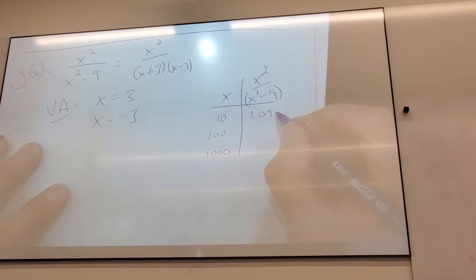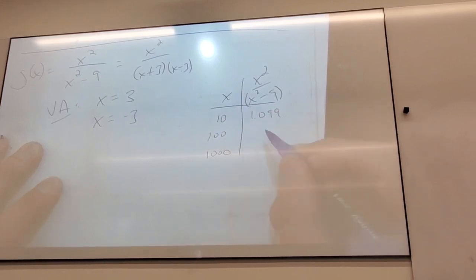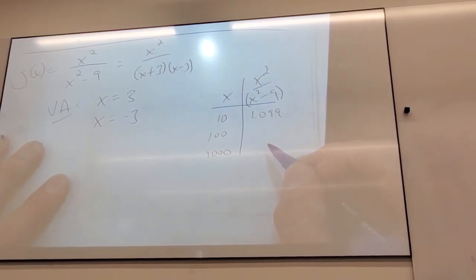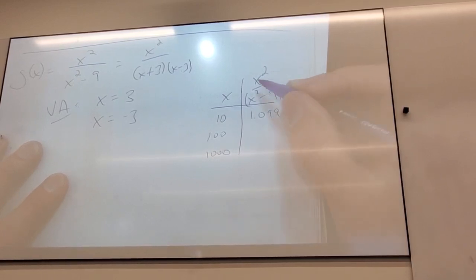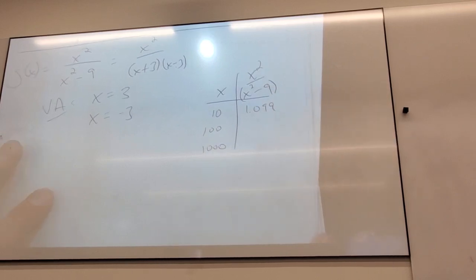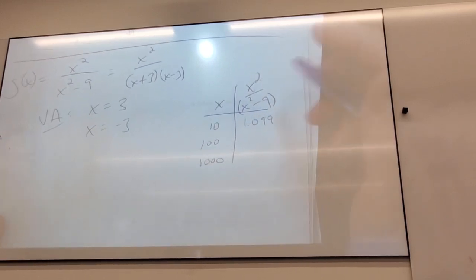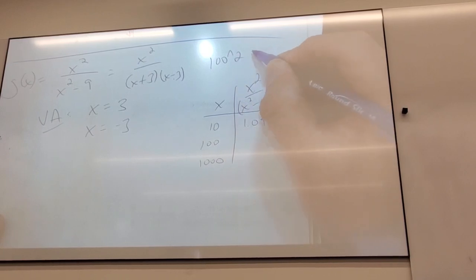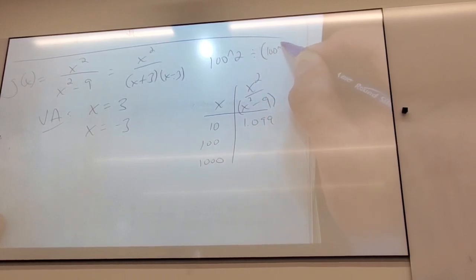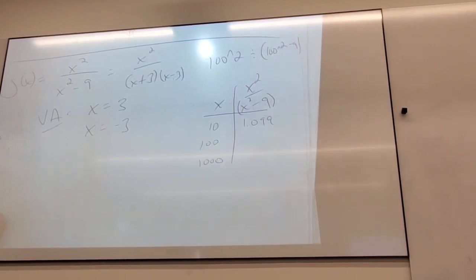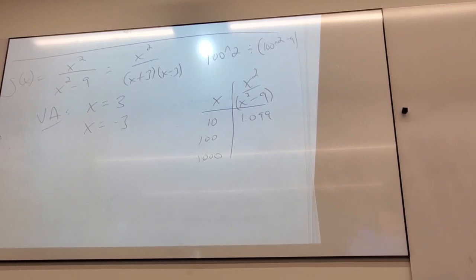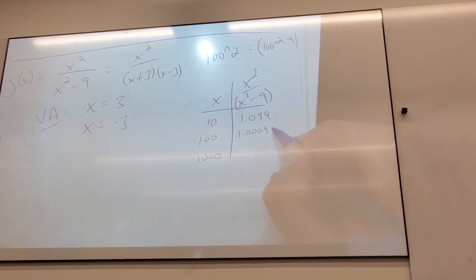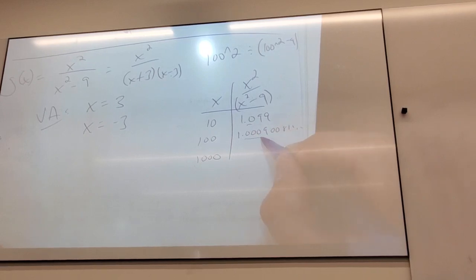Now somebody else tell me what you get for 100. And when you put it in the calculator, be very careful. Tell it what the bottom is. Poor little calculator's got no eyeballs. So you would do 100 squared divided by parentheses 100 squared minus 9. If you put that in your calculator, you should be good. Who's got that? 1.00090081, blah, blah, blah. And of course, you can see what's happening here, correct?